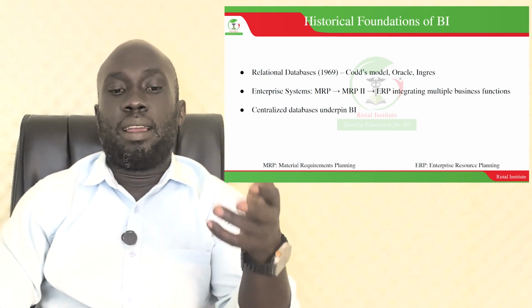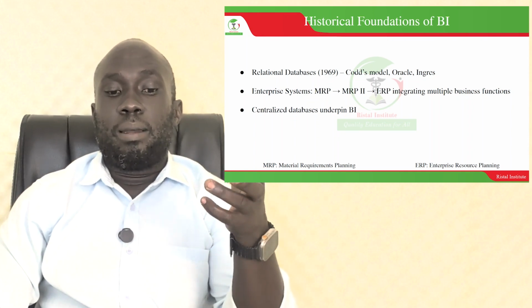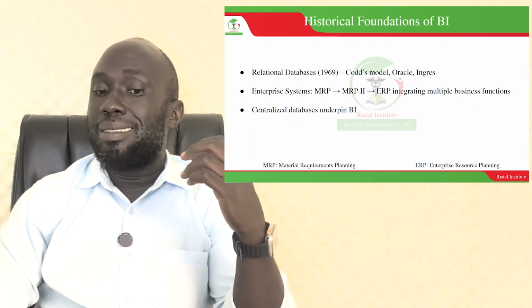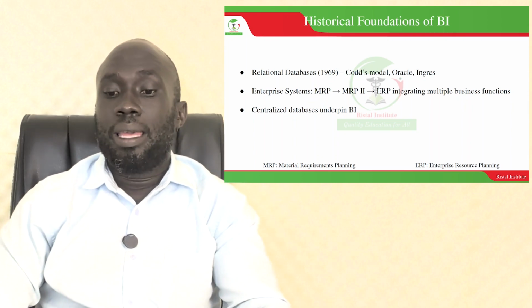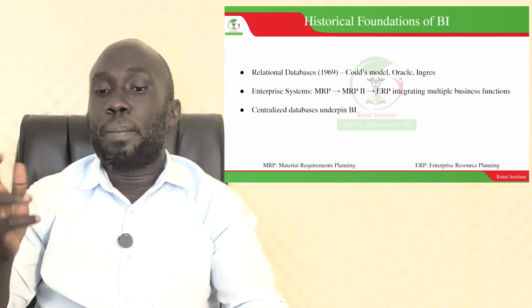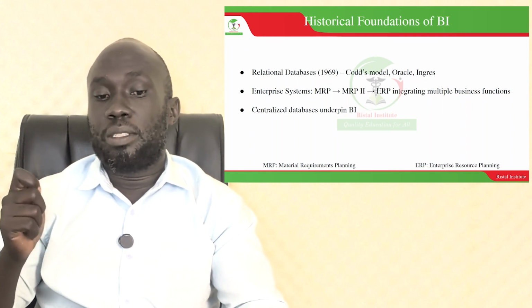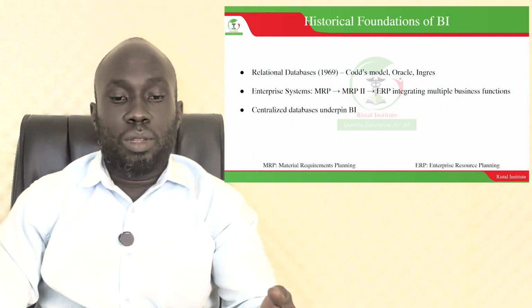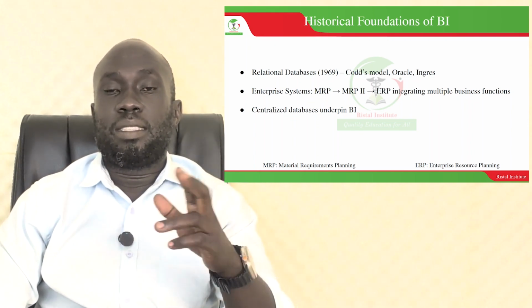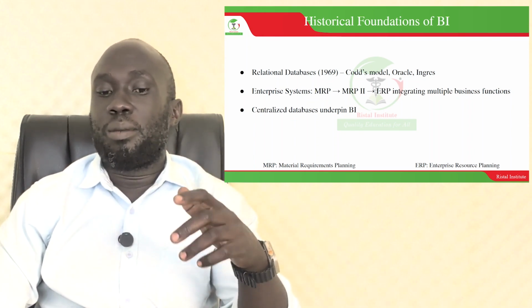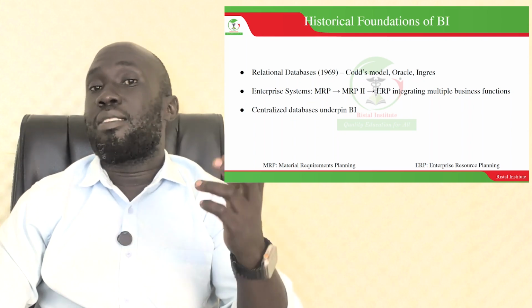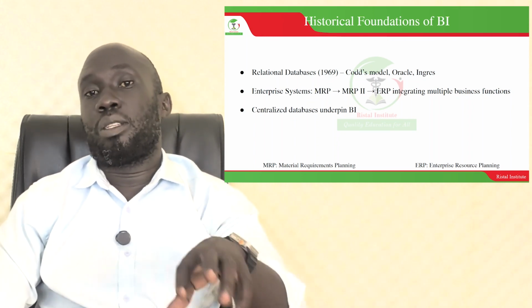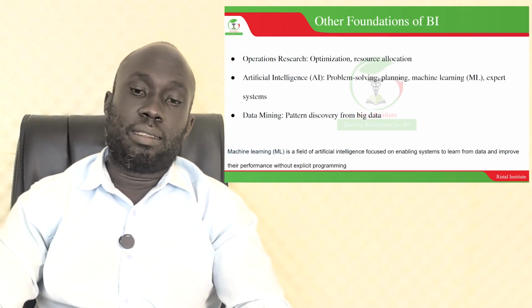And then there are enterprise systems. There is material requirements planning, which is MRP, and then material requirements planning 2. And then there is enterprise resource planning, integrating multiple business functions. And then the centralized database that underpins business intelligence. This is also a database management system that is specifically created based on business intelligence, or created with the help of business intelligence.